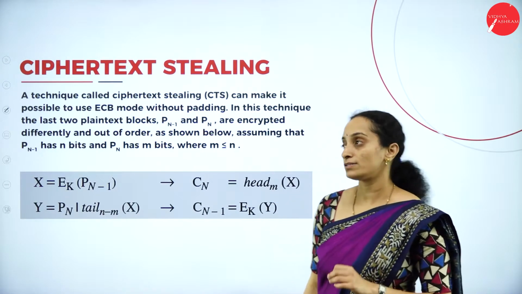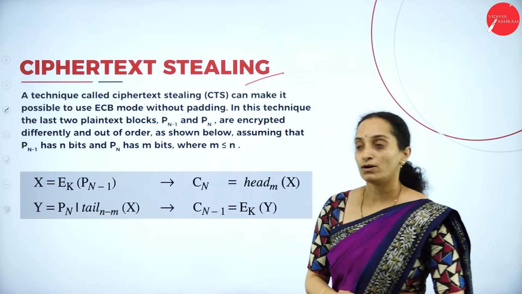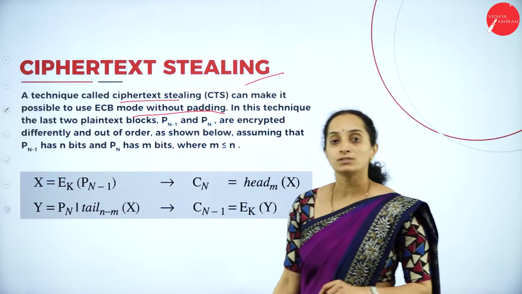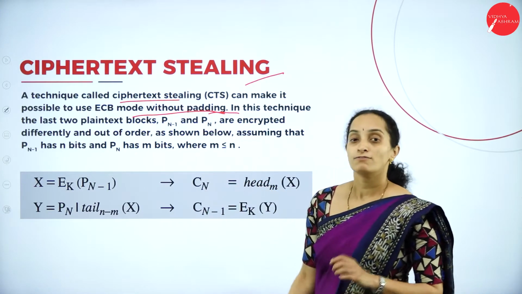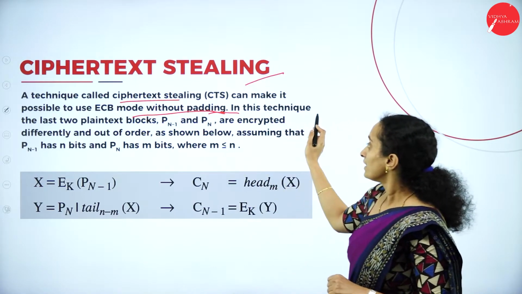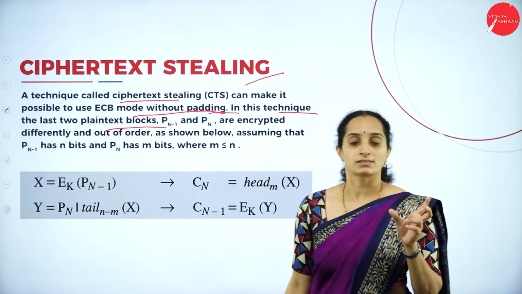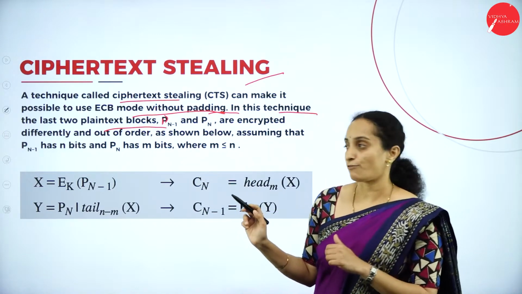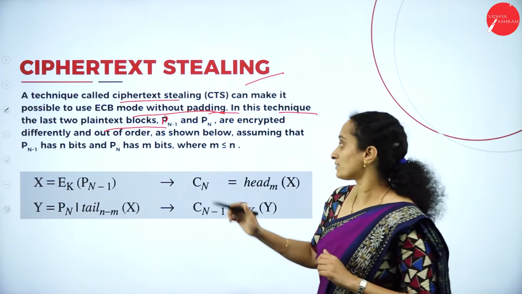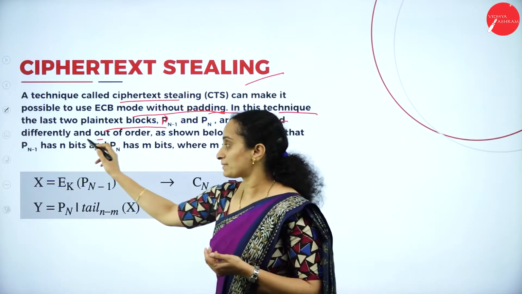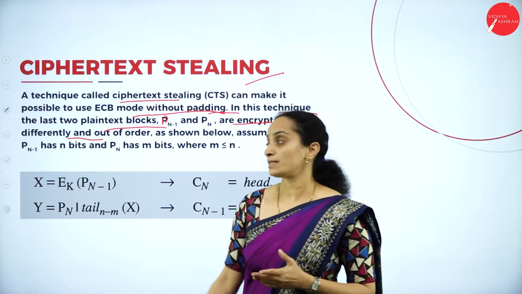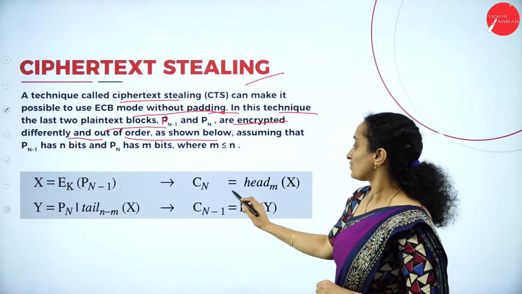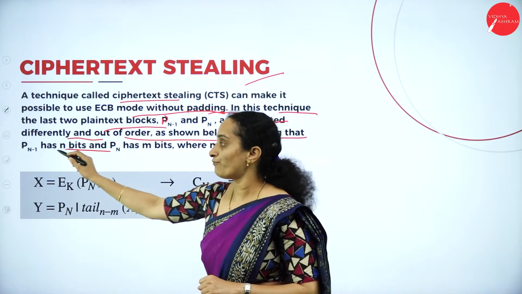Okay, so this is about the first mode of operation. In this, we have a concept known as ciphertext stealing. What is ciphertext stealing? We use this technique to make it possible to use ECB mode, that is electronic codebook mode, without padding, without adding extra bits. In this technique, the last two plain text blocks, that is plain text of n minus 1 and plain text of n, the last and the previous one, are encrypted differently. So the encryption method that we use for the last and the previous block will be different and out of order.